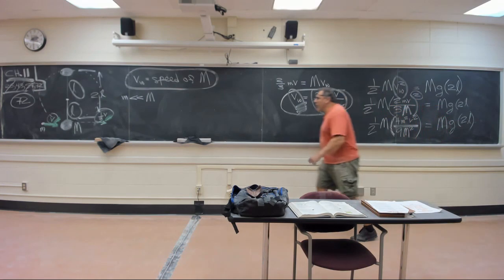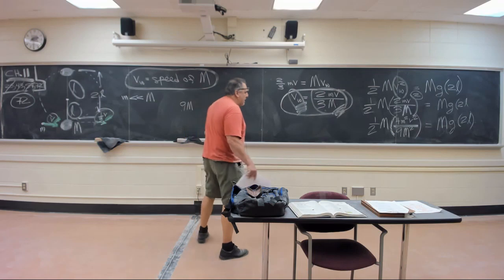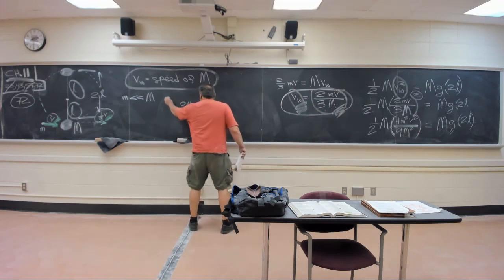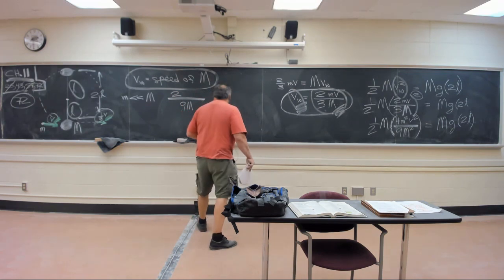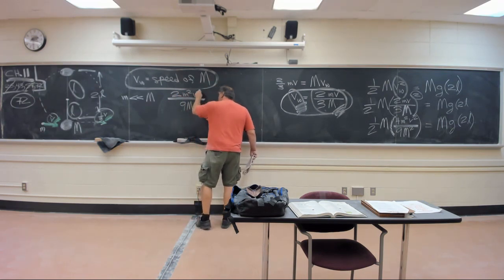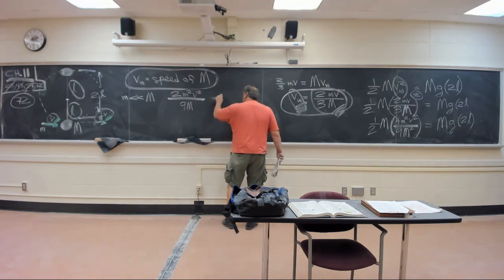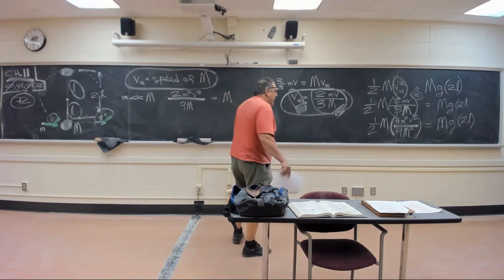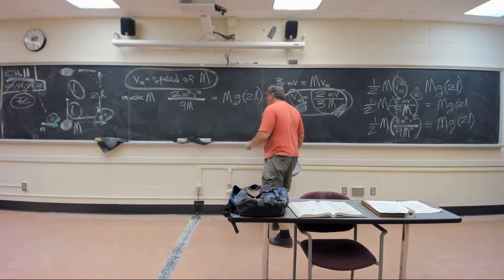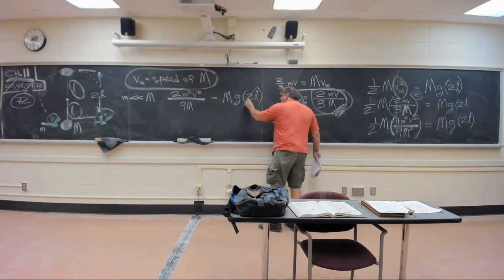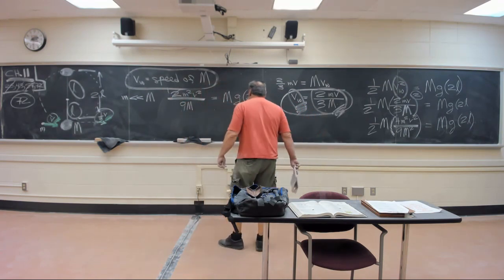So let's see what we got here. We got 9 big M on the bottom. We got 2 m squared v squared equals m g 2L. Sounds good to me. What do you say you divide by 2 on each side? Yeah, sounds good to me.